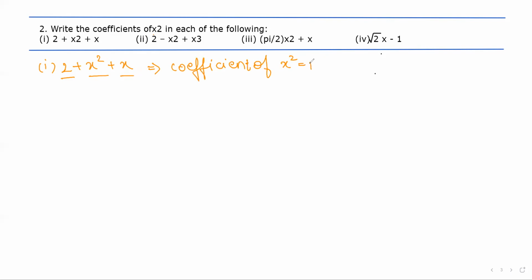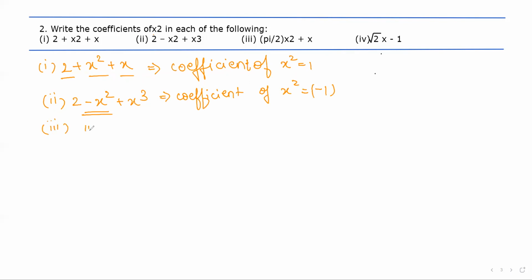is equal to 1. Second value, 2 minus x square plus x cube. Now here you have minus x square. Minus sign goes with the coefficient. So coefficient of x square is equal to minus 1.